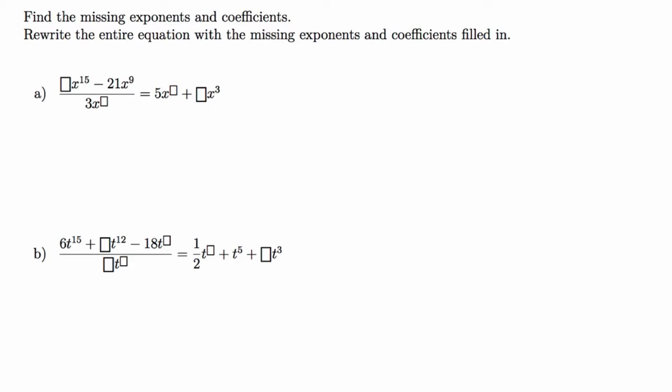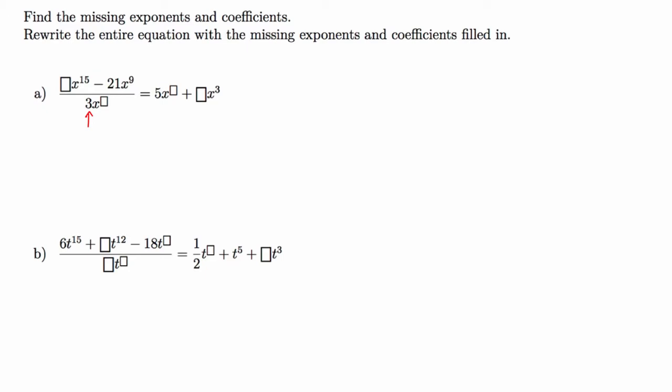In part A, we need to find the missing coefficients and exponents of something x to the 15th minus 21x to the 9th divided by 3x to the something, which equals 5x to the something plus something x to the third. Because the coefficient in the denominator was originally given, we'll begin working with the coefficients.